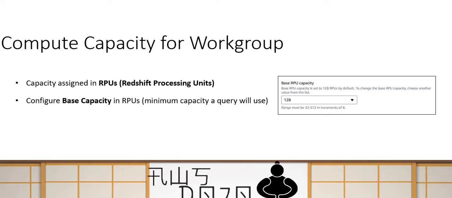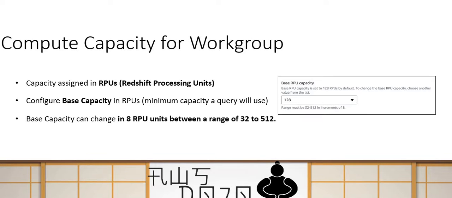So you can do some benchmark study for your queries to decide your RPU, but don't think it is a fixed number which cannot change. It can always go up and down whenever you want based on your query requirements. Now, when you are trying to change your RPUs, you can change anywhere between 32 to 512, and change happens in the unit of 8 RPUs only.